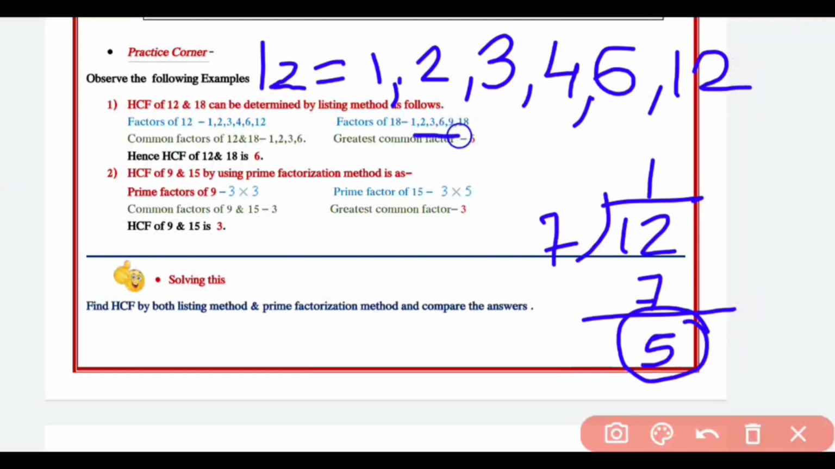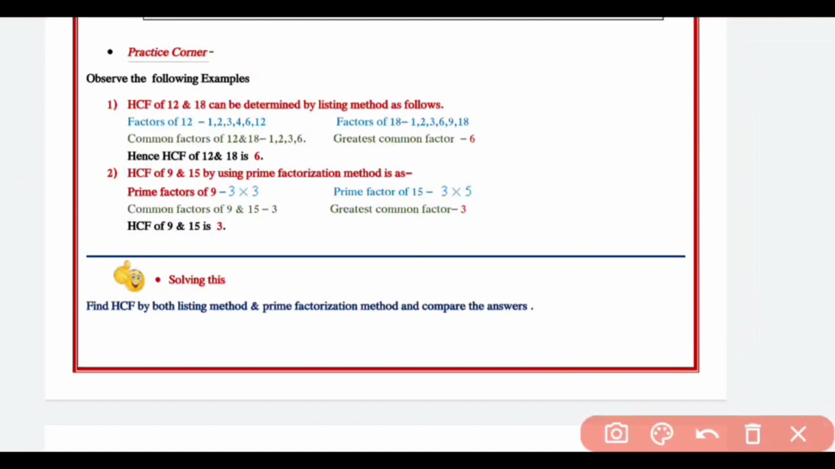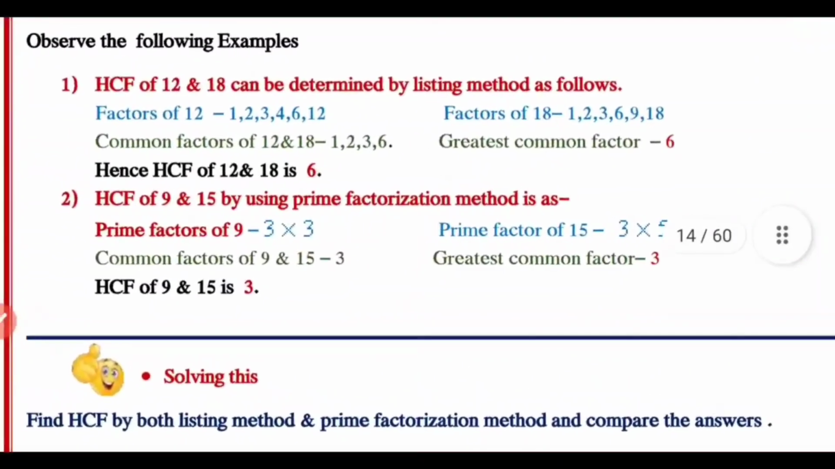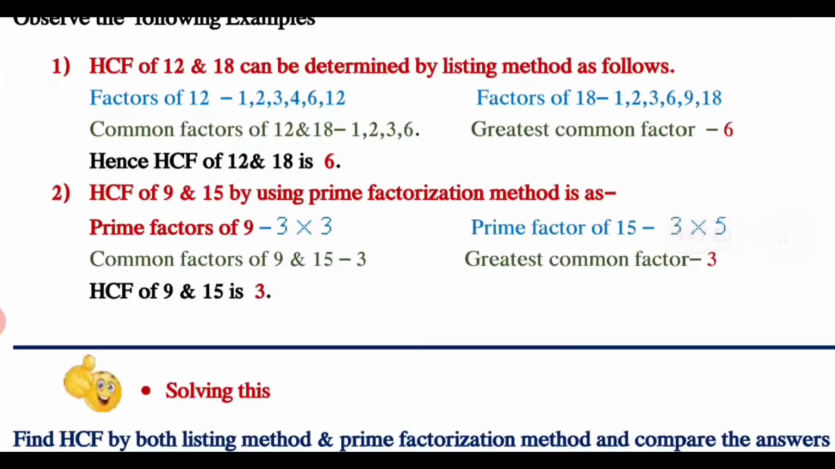Here the factors of 18 are also listed. 1, 2, 3, 6, 9 and 18. These are the factors of 18. And then we have to write the common factors. Let me rub this out first. Okay. Now you can see here carefully. The factors of 12 are 1, 2, 3, 4, 6 and 12. Factors of 18 are 1, 2, 3, 6, 9 and 18.